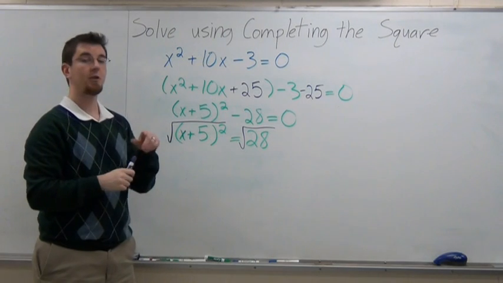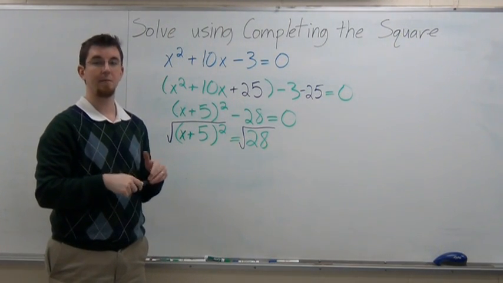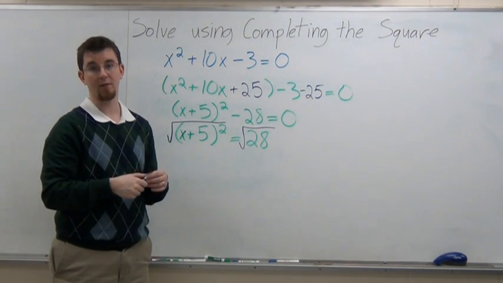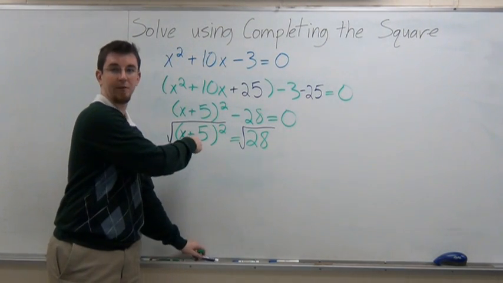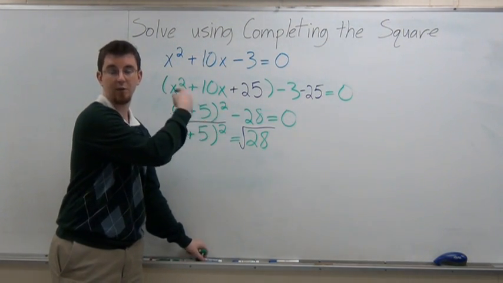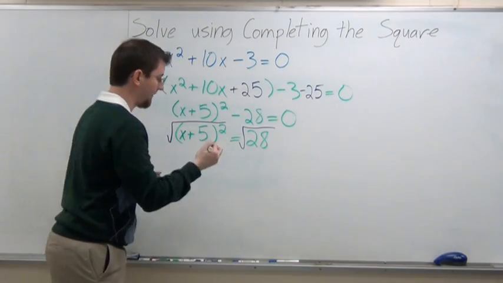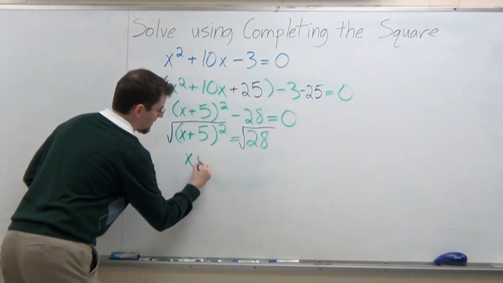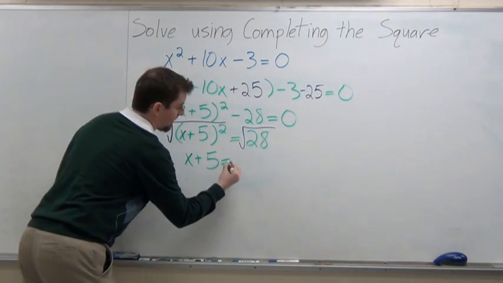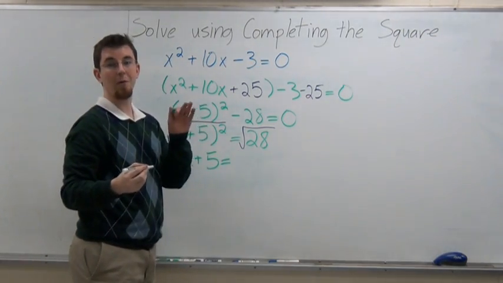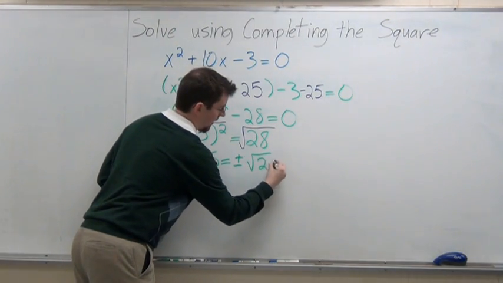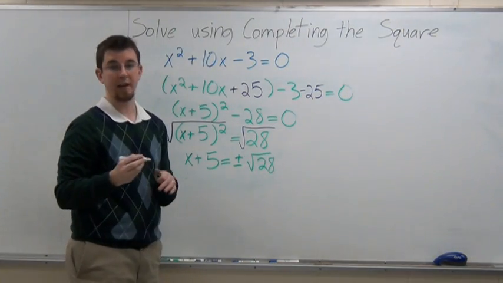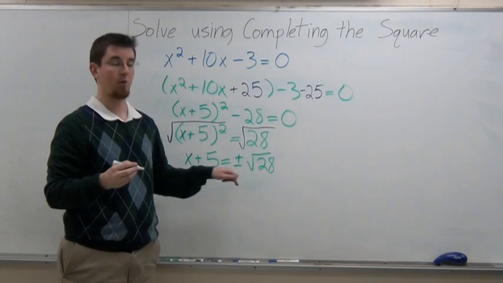Now, whenever you add a square root to a problem, you have to add a plus or minus. That's very important. So, on the left, x plus 5 quantity squared, when you take the square root of that, you just get x plus 5. This equals plus or minus the square root of 28. The plus or minus is very important.